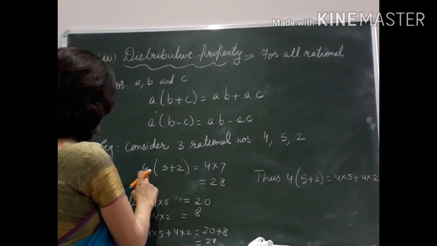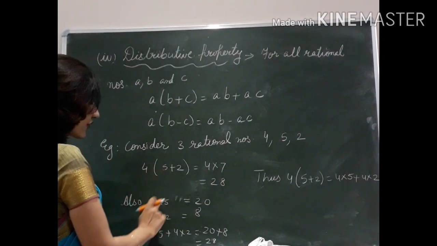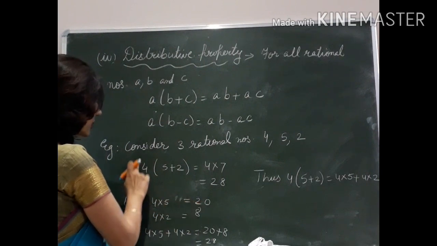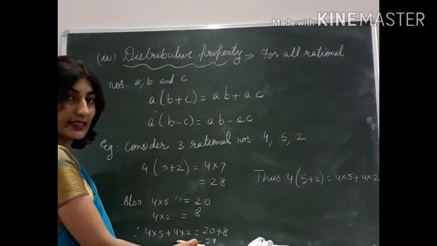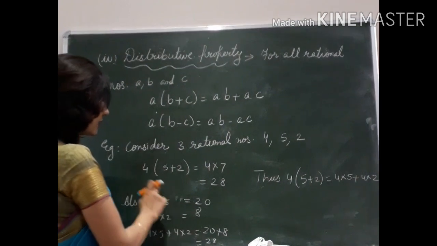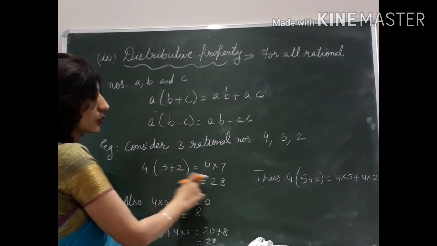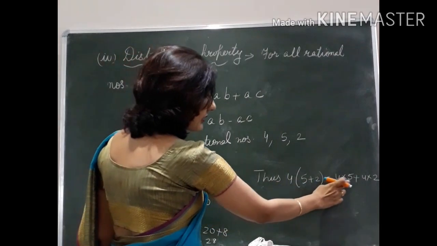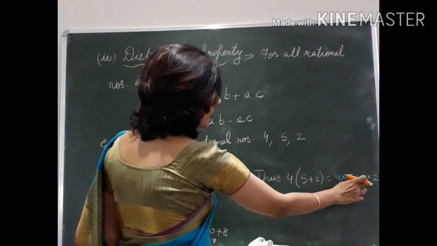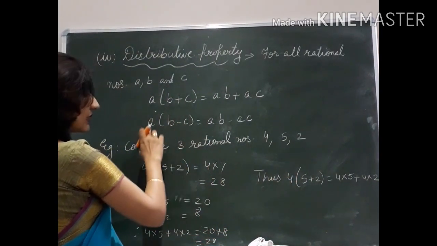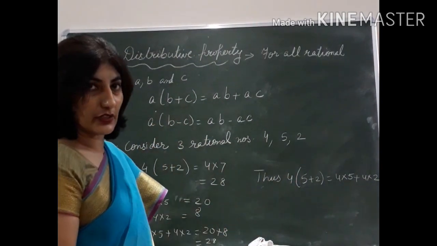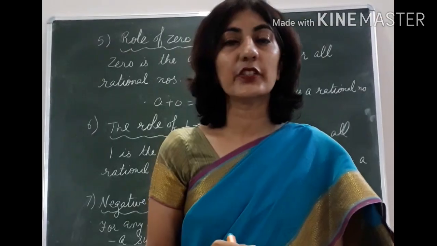Or if I do it like this, 4 multiplied by 5 I will get 20, and 4 multiplied by 2 I will get 8, and I add them, I get 28. Then I can say that 4 multiplied by 5 plus 2 is equal to 4 multiplied by 5 plus 4 multiplied by 2. This is known as distributivity of multiplication over addition. I have taken a very simple distributive property.